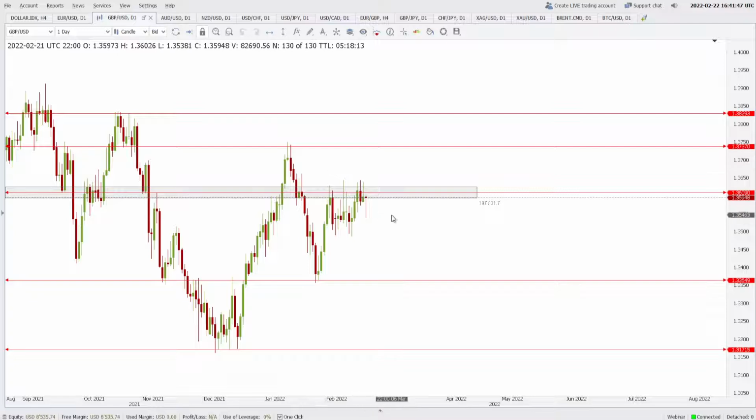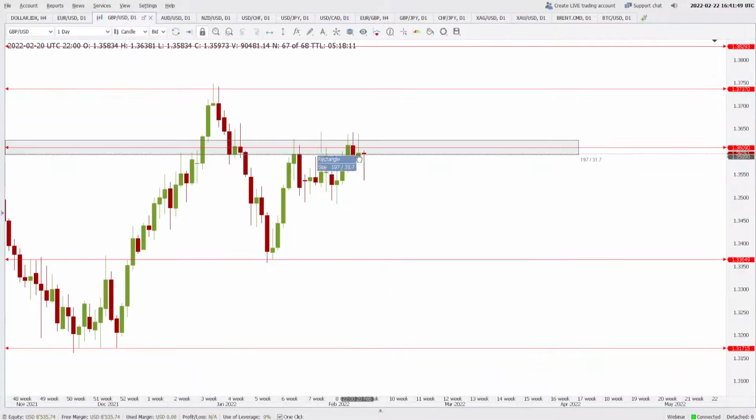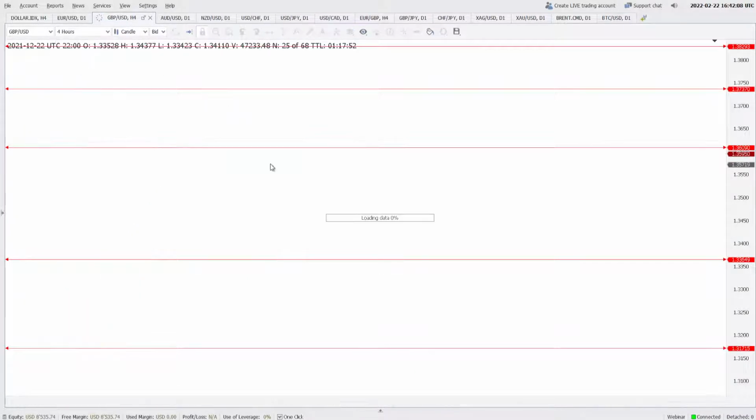Talking about the British pound, yesterday there was a testing of this zone, but the price failed to close higher, and today eventually it fell down to the low of 1.3538, but still is able to manage, and now it is actually trading very near to the resistance of 1.3609. Let us see what happened during the day.